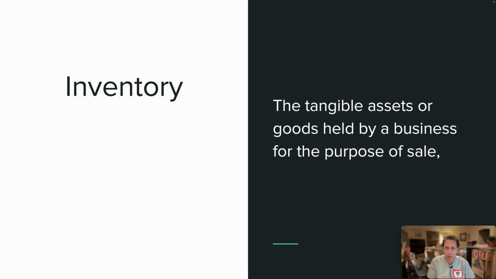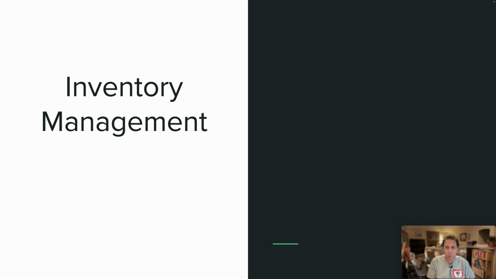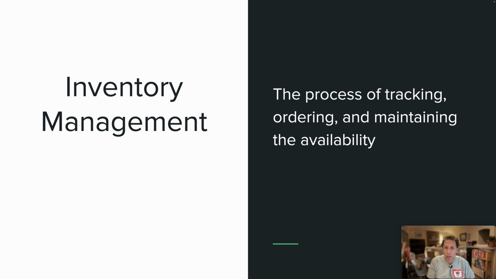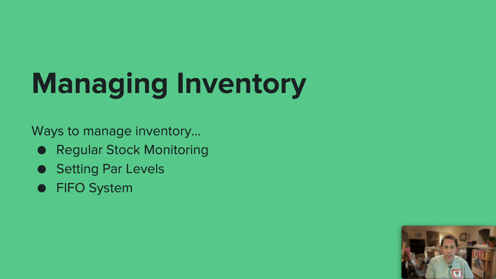Inventory is the tangible assets or goods held by a business for the purpose of sale, production, or distribution. Now, inventory management is the process of tracking, ordering, and maintaining the availability of ingredients, supplies, and products. When we talk about managing inventory, there are some basic ways to do it. We're going to talk about three in this lesson: regular stock monitoring, setting par levels, and something called the FIFO system. So let's get into each one of those.